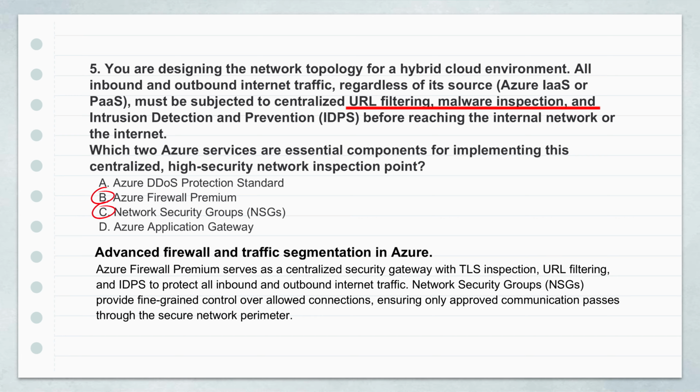Totally. The Firewall Premium provides the advanced, deep inspection capabilities you need to meet those tough security requirements like IDPS and malware filtering. Right. And the NSGs provide the essential segmentation, the microsegmentation, and the routing enforcement needed to make sure that central firewall is actually effective and unavoidable for all the traffic it's supposed to inspect.